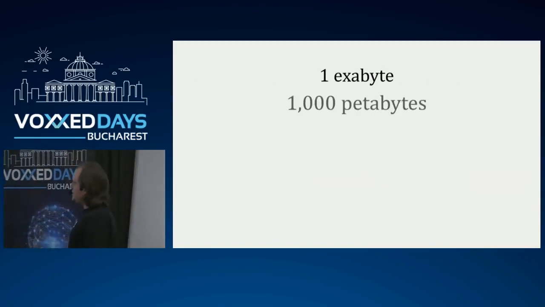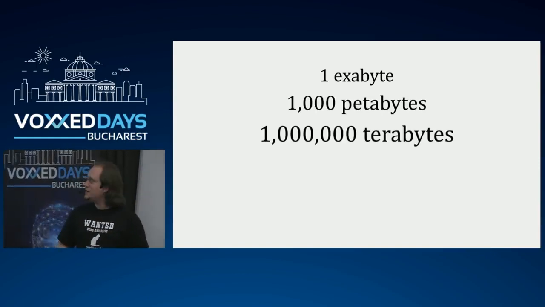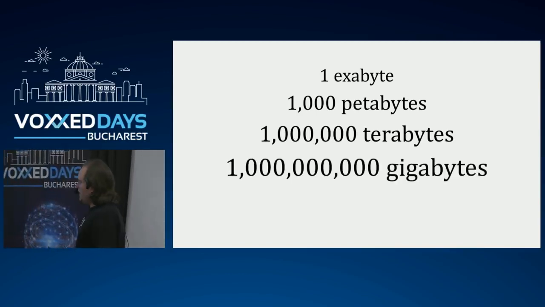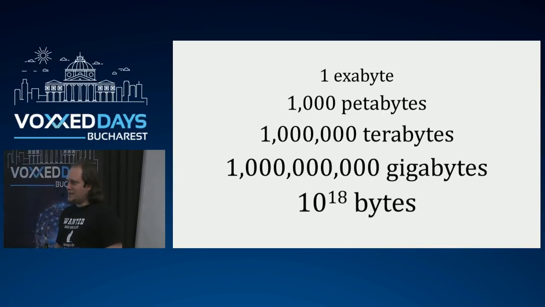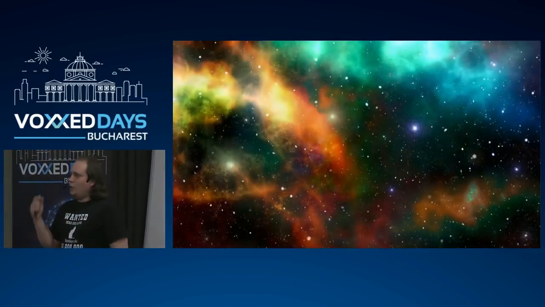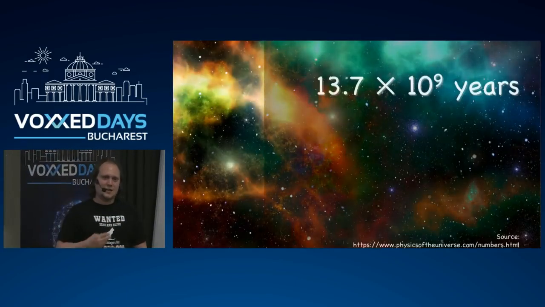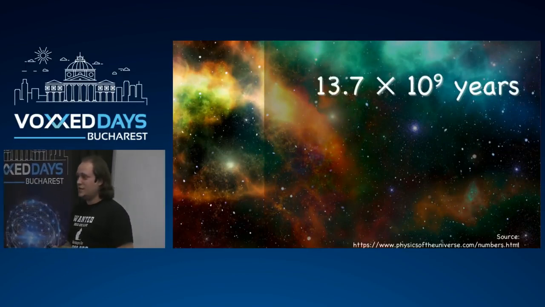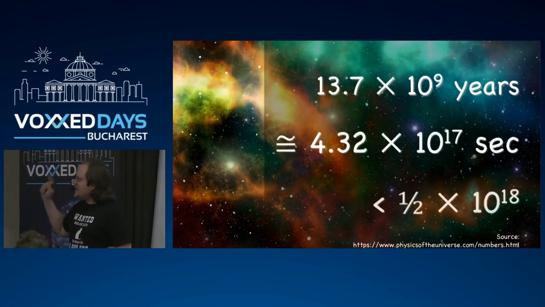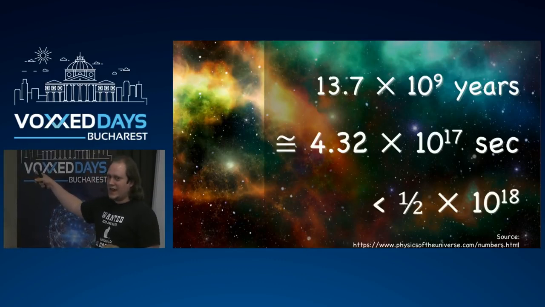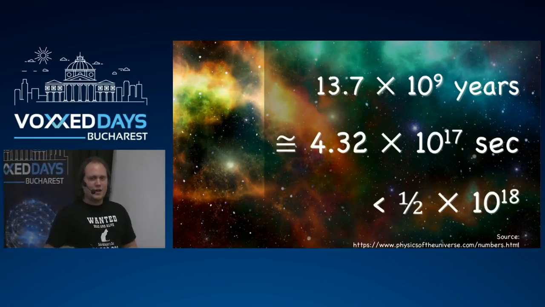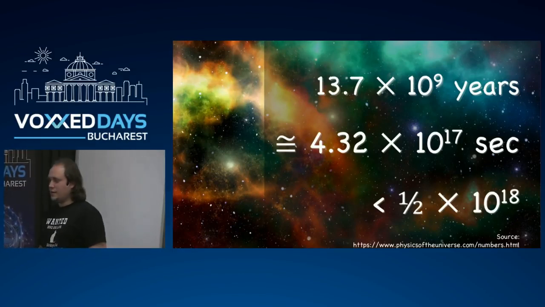1 exabyte is 1,000 petabytes, which is 1,000,000 terabytes, sorry, which, depending on whether you speak British or American English, is 1 milliard or 1 billion gigabytes. That's 10 to the 18 bytes of RAM. So 10 to the 18 bytes, that's hard to imagine. Our universe, according to current estimates, is 13.7 times 10 to the 9 years old. That translates to 4.32 times 10 to the 17 seconds. That's less than half the amount of bytes we have in an exabyte. So the improvement that IBM made there by getting it down to the terabyte range is astonishing.